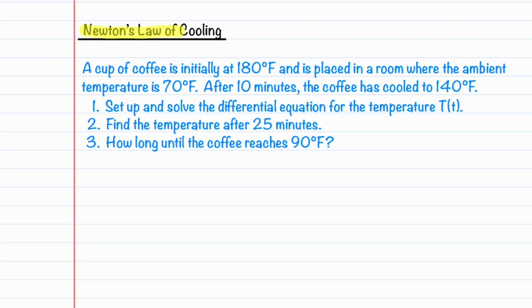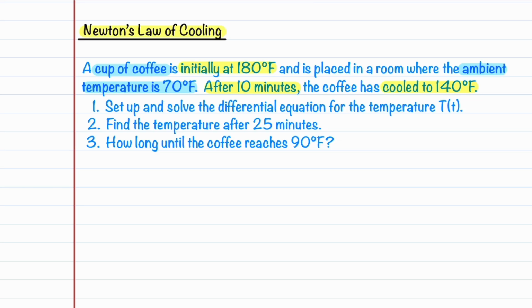In a Newton's law of cooling problem, the rate of change of the temperature of an object is proportional to the difference between the object's temperature and the surrounding temperature. Suppose a cup of coffee is initially at 180 degrees Fahrenheit and it's placed in a room where the ambient temperature is 70 degrees Fahrenheit. After 10 minutes, the coffee has cooled to 140 degrees Fahrenheit.